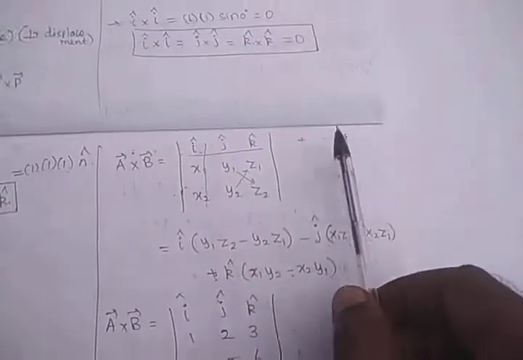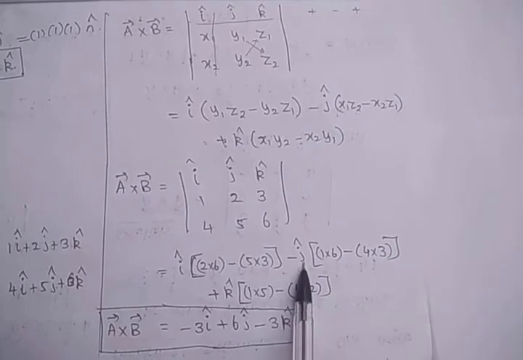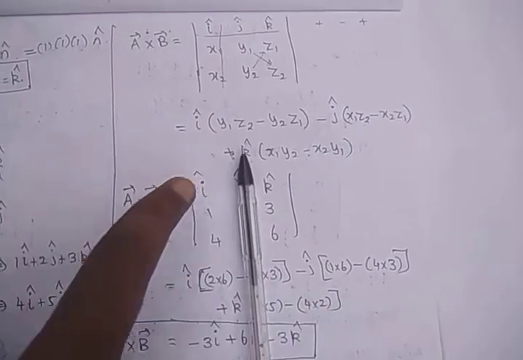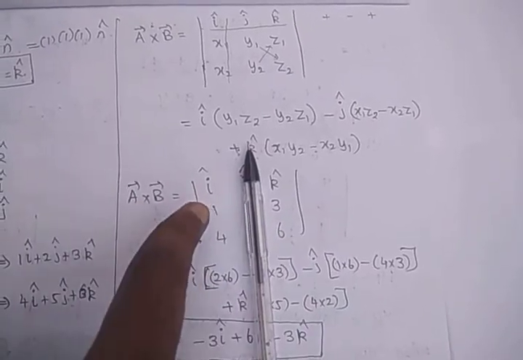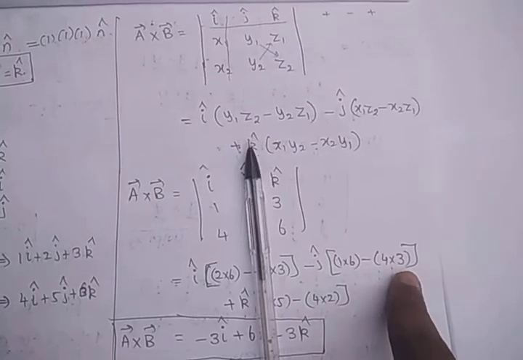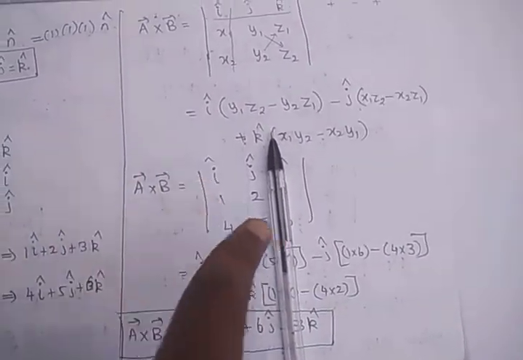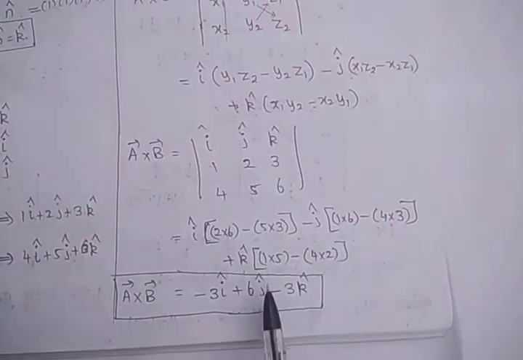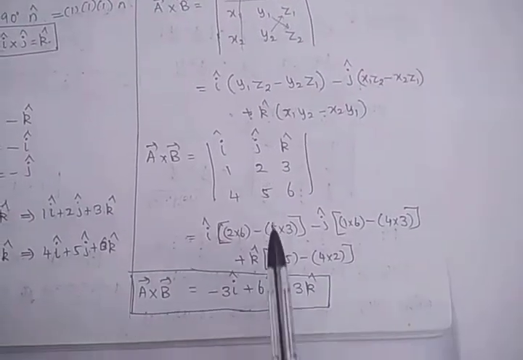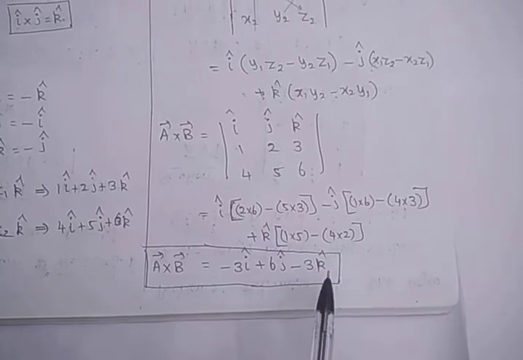Then, as I told you, for the center one we have to put minus. So minus j vector into, if you hide this one, what will we get? 1 into 6 minus 4 into 3. What is k? So plus k vector: 1 into 5 minus 4 into 2. 1 into 5 minus 4 into 2. Directly we can multiply also. By solving these things we get the answer minus 3i vector plus 6j vector minus 3k vector.